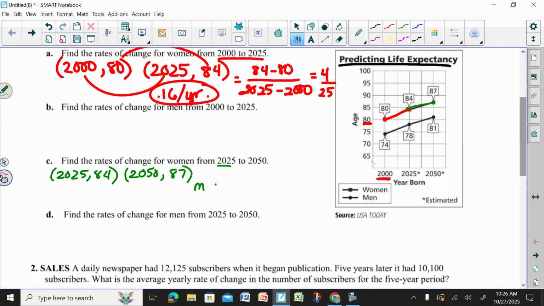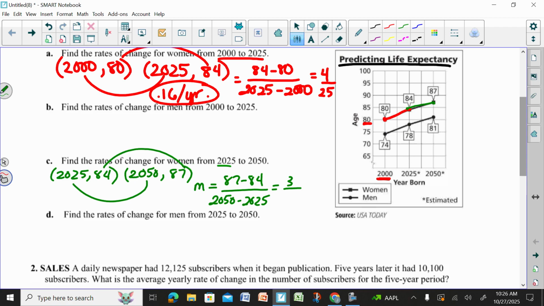All right, so we're going to find the slope again. I was going to do the 87 and the 84 on top. 87 take away 84 on top. I started with 87, so I have to start with 2050 and subtract the 2025 underneath it. I want to see this work. That's why I'm showing it to you. Whatever I do, you do. 87 take away 84 is 3.